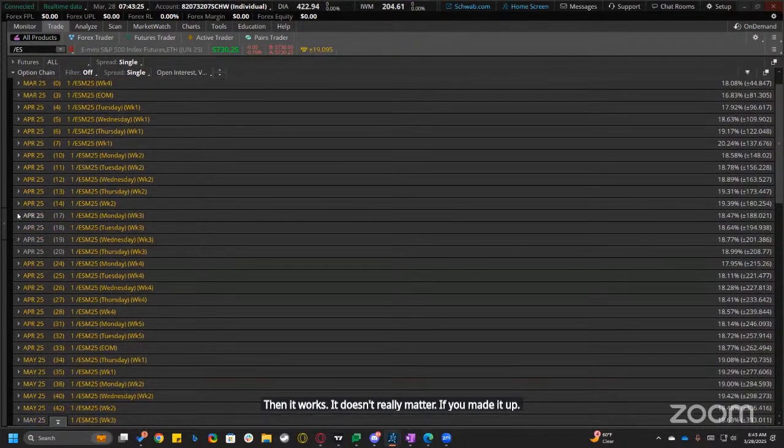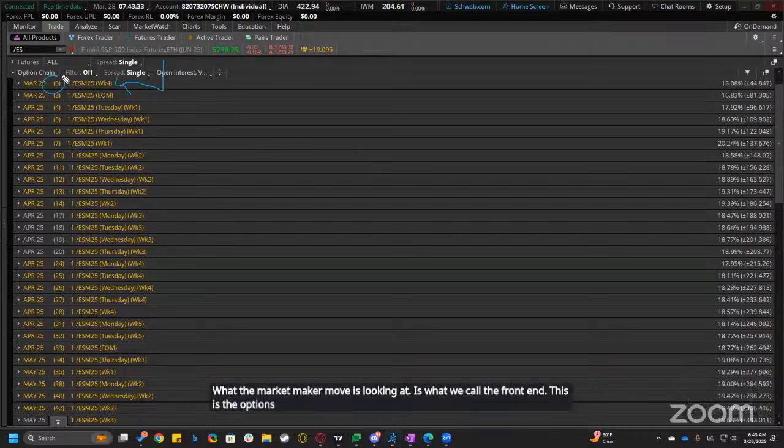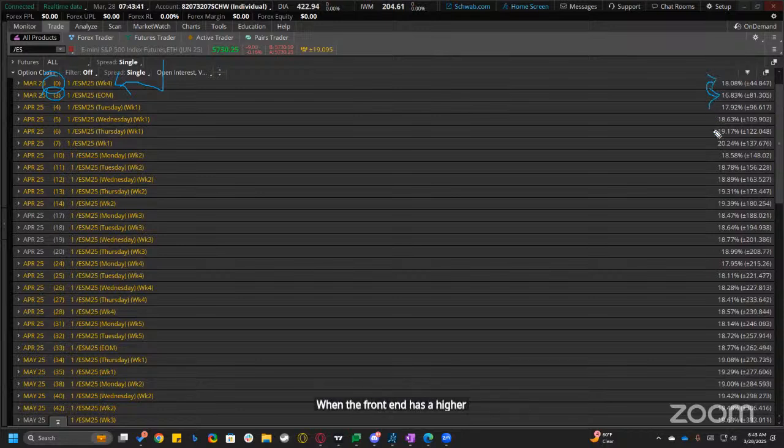What the market maker move is looking at is what we call the front end. This is the options closest to expiration and the next expiration out. When the front end has a higher implied vol than the next expiration out, you end up with a market maker move. There's articles on that at the Schwab website, because Schwab now owns TD Thinkorswim. These articles will explain the market maker move in much greater detail, but they never mention futures.